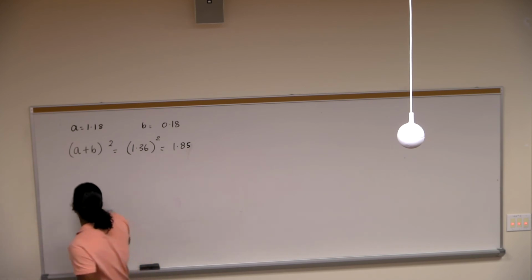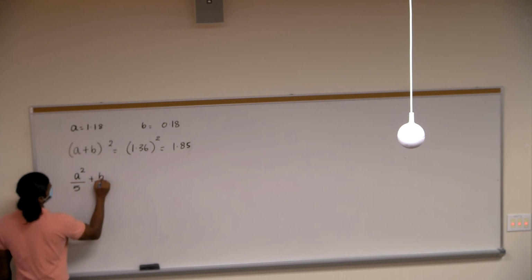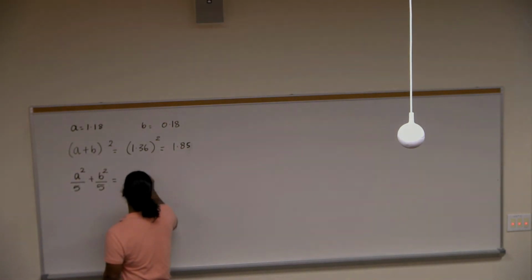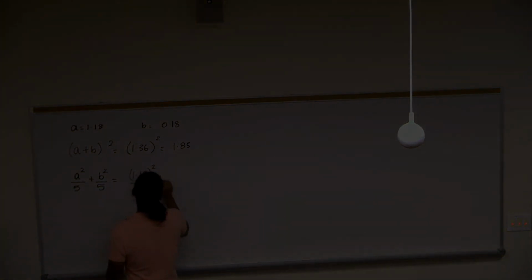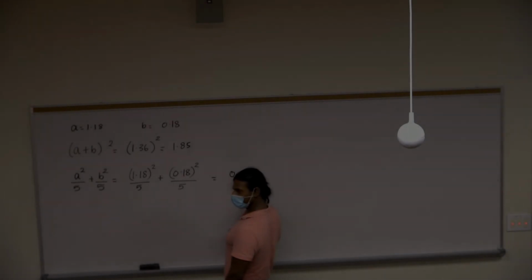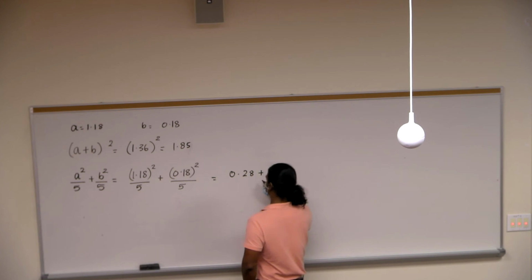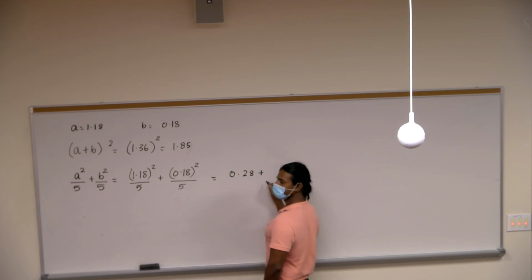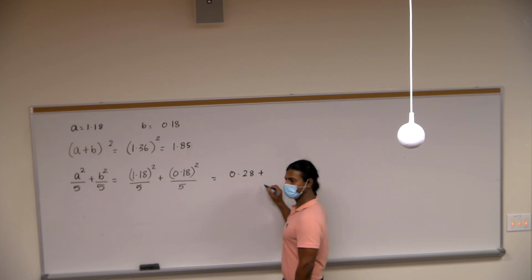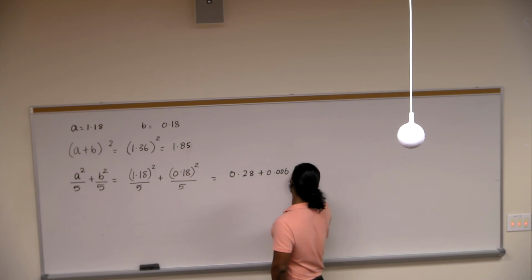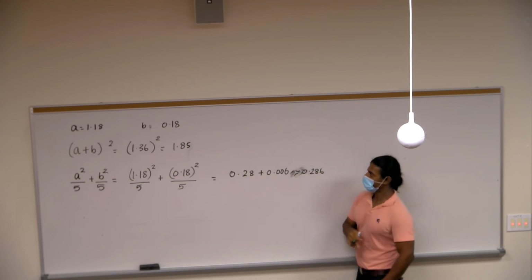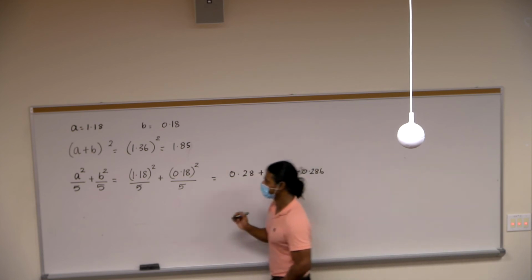And the denominator part we have A squared over 5 plus B squared over 5, which would be 1.18 squared over 5 plus 0.18 squared over 5. And what is that? It is simply 0.286. Now we take that number, divide by that number to get the degrees of freedom.